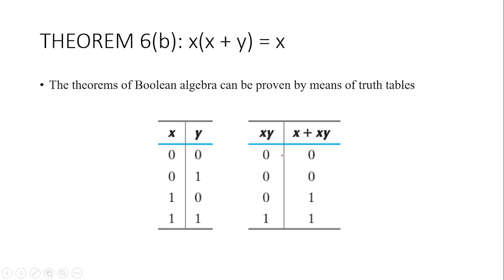So what you notice is that when x is 0, x plus x y is also 0. When x is 1, the corresponding value of x plus x y is 1. So what does that mean? It means when x takes 0, the other expression also takes 0. When x takes 1, the other expression also takes 1. That means they are the same.